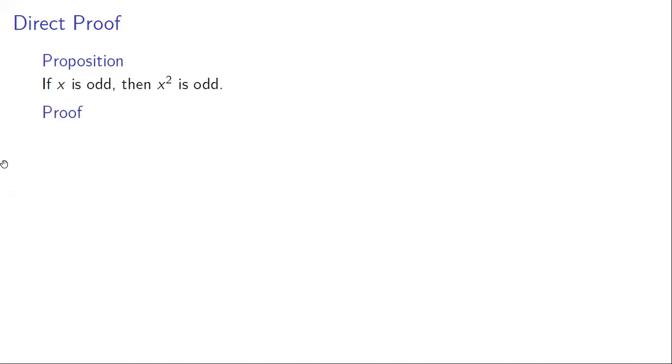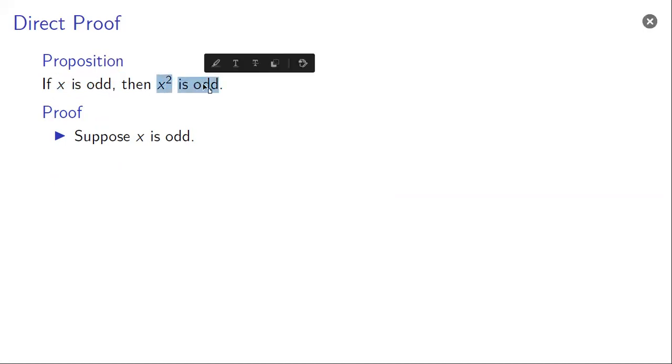So again, we're trying to prove that this proposition will apply for all odd numbers. Remember the form of a direct proof is we suppose that this is true, and our goal is to show that this is true. So the bottom line of the proof is going to be, therefore x squared is odd. That's what we're working toward. We suppose x is odd, and the bottom line that we're working toward is that x squared is odd. Okay, so now what do we know if x is odd?